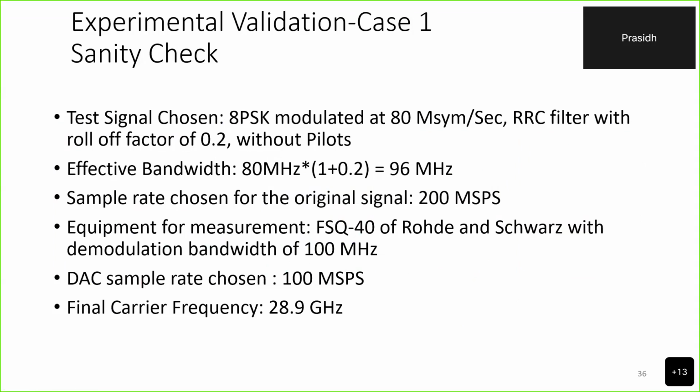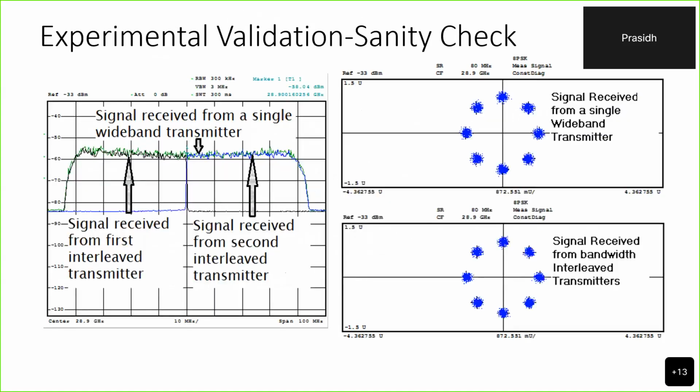So this was essentially an 80 megasamples per second DVB-S2 8PSK signal. Since it's a single carrier modulation scheme, the wave shaping is important, so a root raised cosine filtering scheme was used, with a roll-off factor of 0.2, resulting in an overall bandwidth of 96 megahertz. The original sample rate chosen was 200 megasamples per second. This signal was bandwidth interleaved into two transmitters whose clock rates were 100 megasamples per second, and the final carrier frequency chosen was 28.9 gigahertz. So this was the output spectrum.